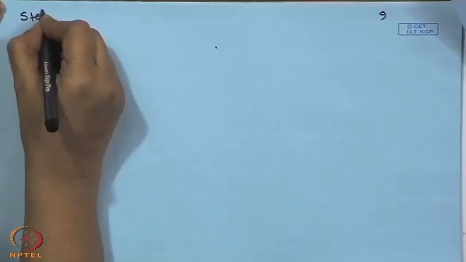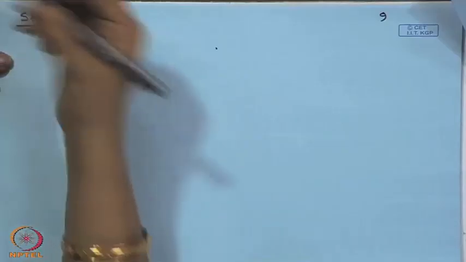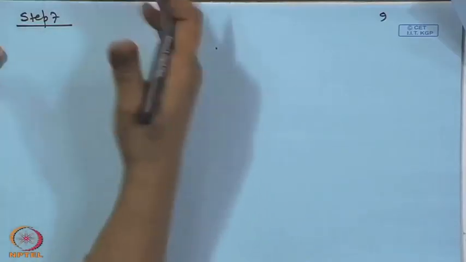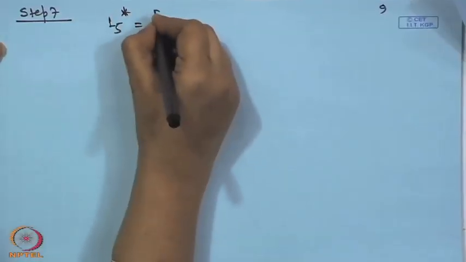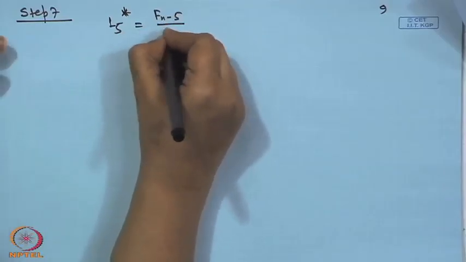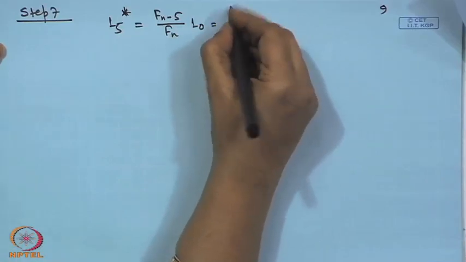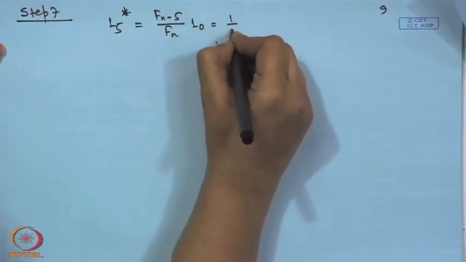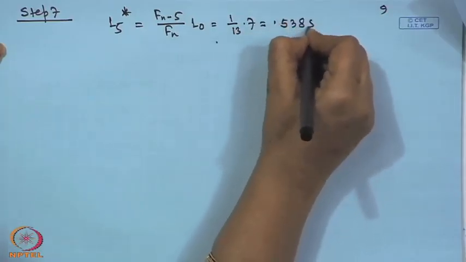Let us go to the next. We have to have more number of experiments, then only we will get a better result. We cannot start with n equal to 2 or 3. This is a process. If we automate the process it is very easy, but if we do it manually, it takes time. L5 star would be equal to Fn minus 5 by Fn into L0. That would be equal to 1 by 13 into 7, that is coming as 5385.